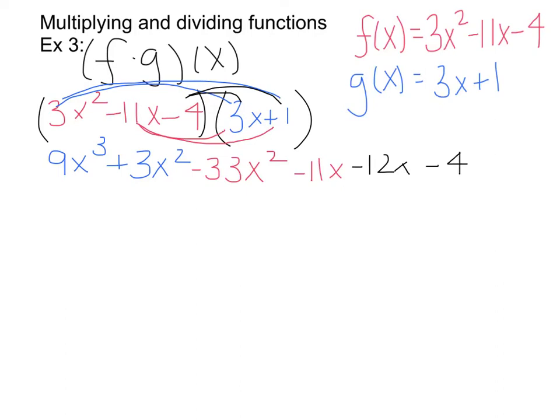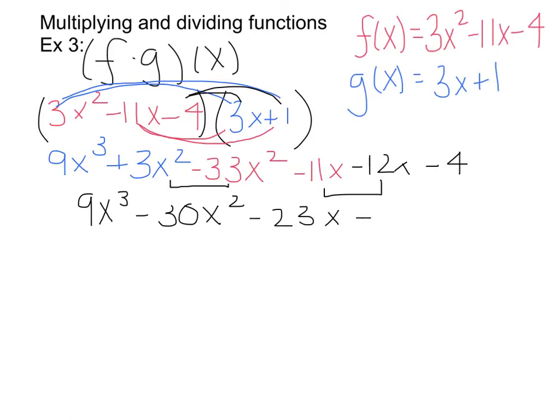Now we have to combine like terms, so we have 9x cubed, and then 3x squared minus 33x squared gives me negative 30x squared. Negative 11x minus 12x is going to give me minus 23x, and then we have minus 4. Let's talk about the domain of f of x.